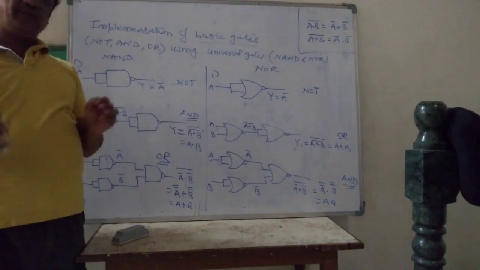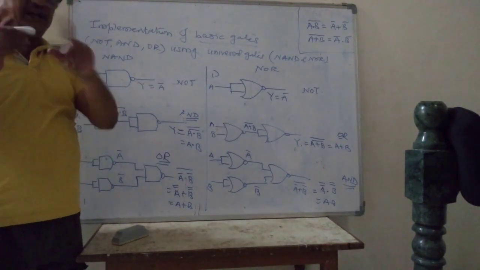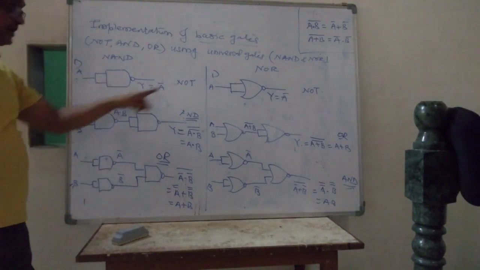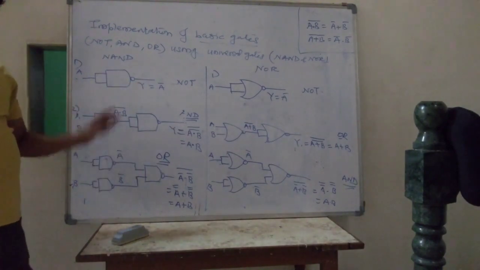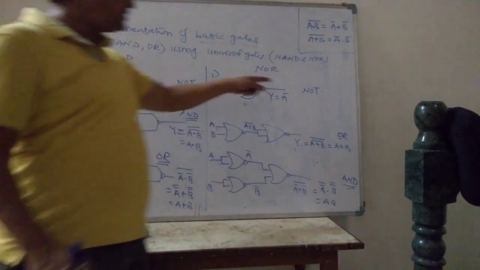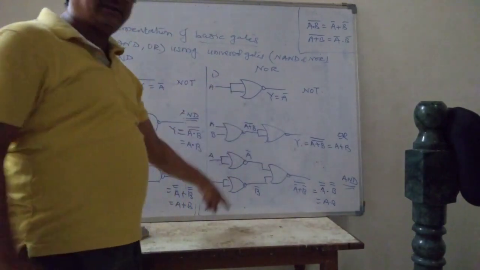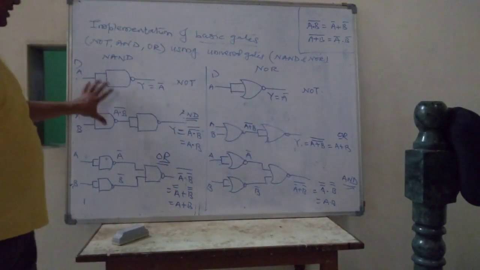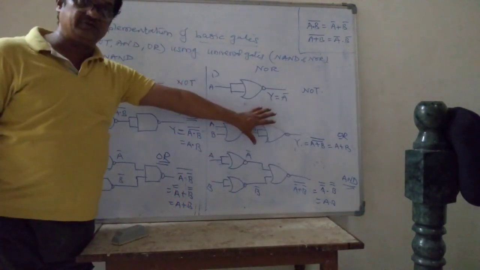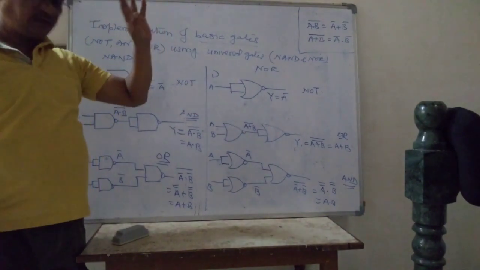So if you are asked to implement basic gates using NAND gates, these are the basic gates using NAND gates. Or if you are asked to implement basic gates using NOR gates, then this is the answer. Basic gates using NAND gates, basic gates using NOR gates. Okay, thank you.